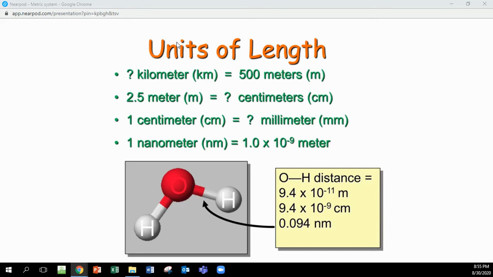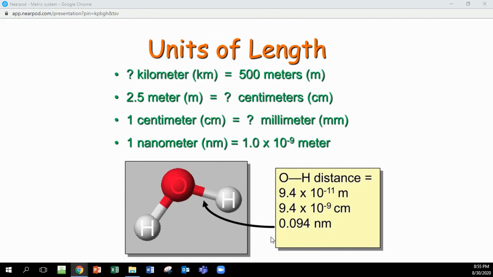And these are important in chemistry because we're usually talking about things even smaller than a nanometer. We're talking about the distance between, let's say, an oxygen atom and a hydrogen atom. How long is that bond length between the oxygen and the hydrogen in a water molecule? We talk about things being that small, which is why we use these prefixes.